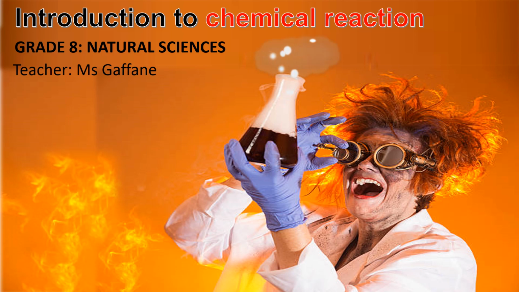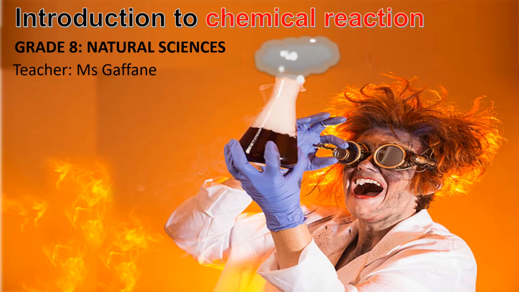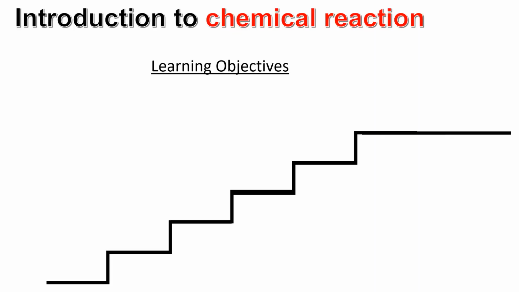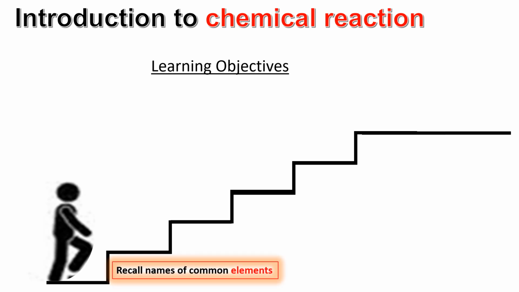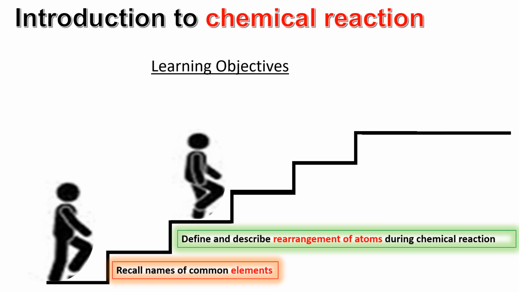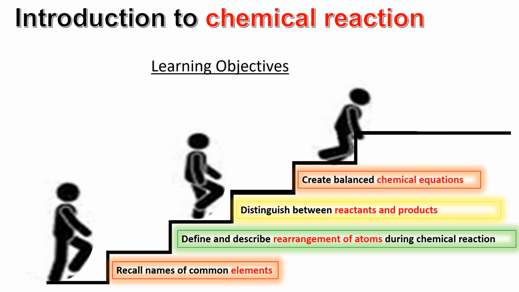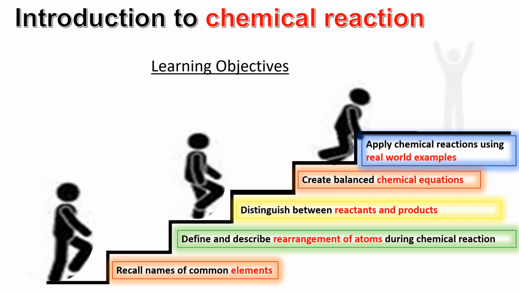Rafani, and together we'll be focusing on the Introduction to Chemical Reaction, Grade 8 Natural Sciences. The learning objectives of this lesson are that you should be able to recall names of common elements, define and describe rearrangement of atoms during chemical reaction, distinguish between reactants and products, create balanced chemical equations, and most importantly, apply chemical reactions using real-world examples.